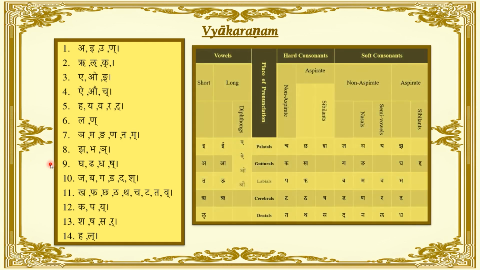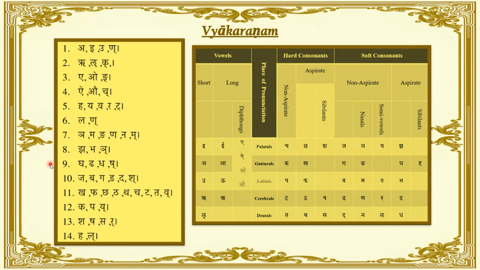So here you can see all the vowels. We have the a, i, u, ri, li. So these vowels are there, and the e, o, ai, au are diphthongs because they are formed with the combination of two vowels. So a plus i gives rise to e, and a plus u gives rise to o. Then we have the place of pronunciation, because in the five vargas we have ka, kha, ga, gha, na, cha, chha, ja, jha, nya, ta, tha, da, dha, na, ta, tha, da, dha, na, pa, pha, ba, bha, ma, and ya, ra, la, va, sha, sha, sa, ha.